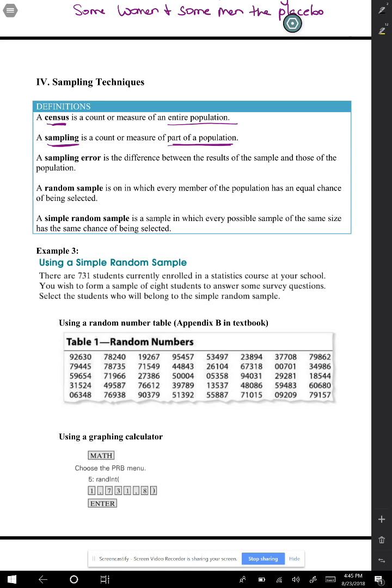A random sample is one in which every member of the population has an equal chance of getting selected. So anybody on the university campus could be selected at random. And then a simple random sample is a sample in which every possible sample of the same size has the same chance of being selected. And we'll talk about that, I think, in one of the examples.